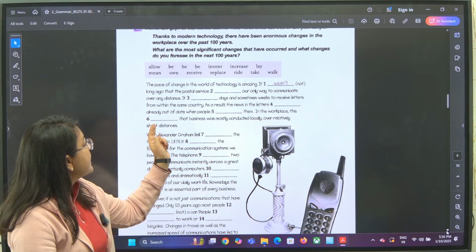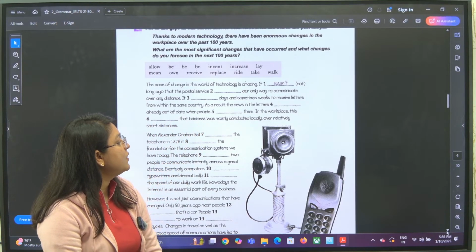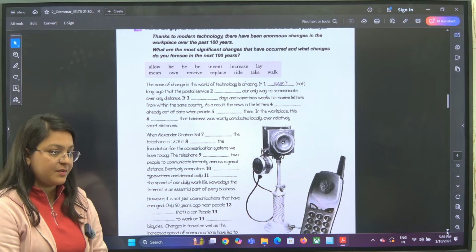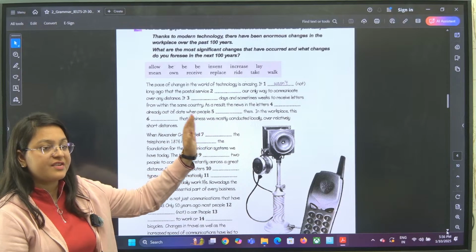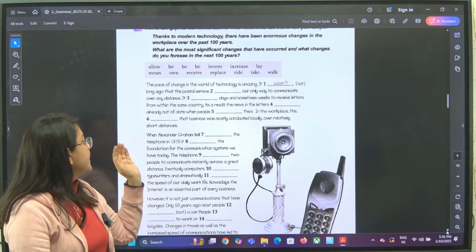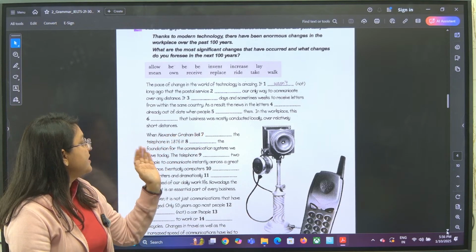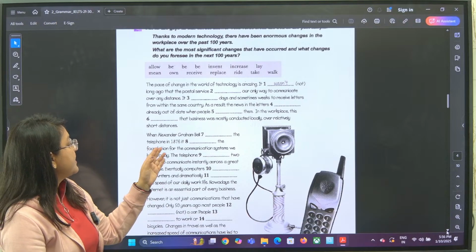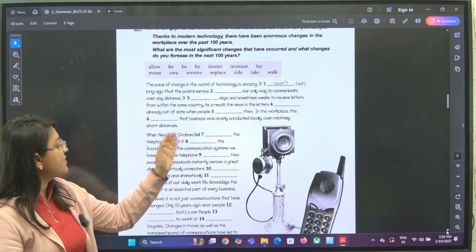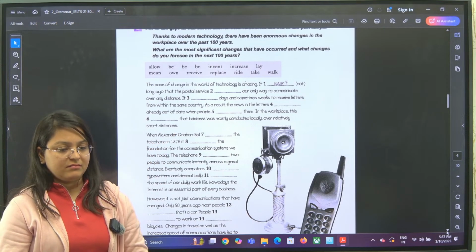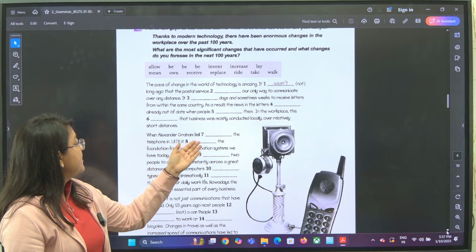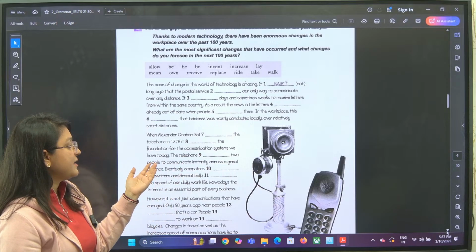In the workplace, this dash that business was mostly conducted locally over relatively short distances. This meant, because we are trying to relate it. So this meant that business was mostly conducted locally. When Alexander Graham Bell dashed the telephone, correct? Invented the telephone in 1876. It dashed the foundation. Yes, it laid the foundation for the communication systems that we have today.